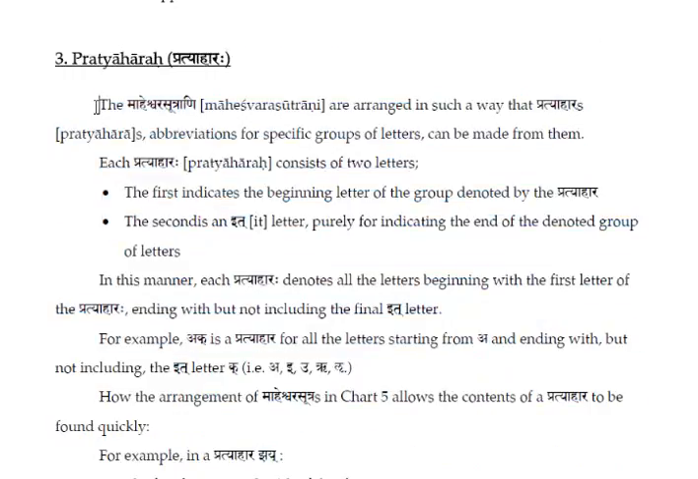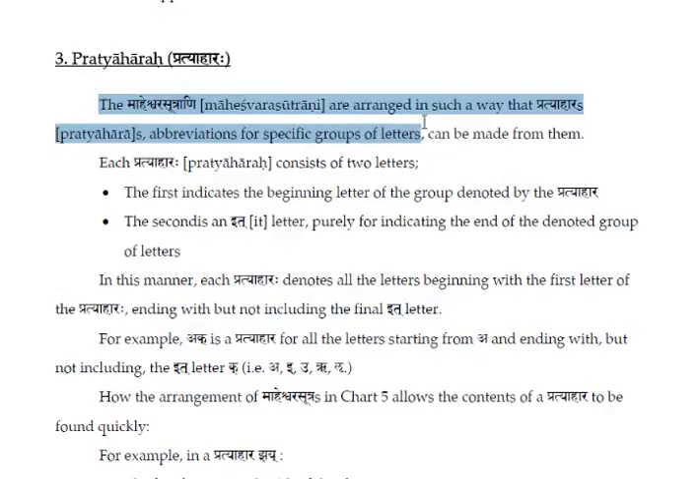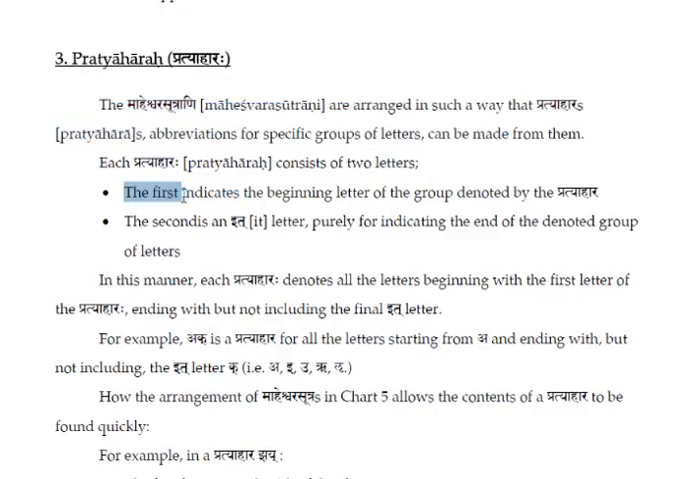The māheśvarasūtrāṇi are arranged in such a way that pratyaharas, abbreviations for specific groups of letters, can be made from them. The māheśvarasūtras are meant for making pratyaharas. Each pratyahara consists of 2 letters. The abbreviation is made of 2 letters, the first letter and the last letter. The first letter indicates the beginning letter of the group denoted by the pratyahara.